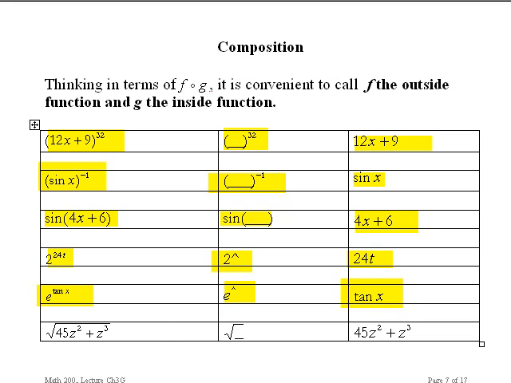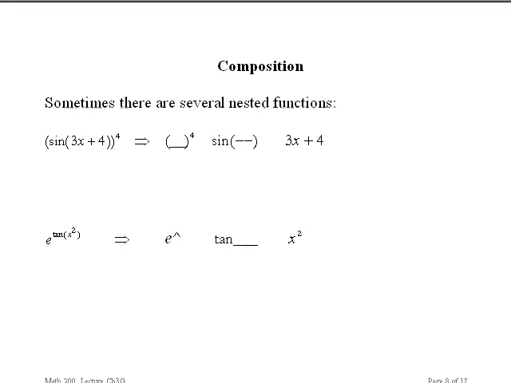Okay. One more example. I have the square root of 45z squared plus z cubed. The outside function is the square root. The inside function is 45z squared plus z cubed. Sometimes you have situations when it's more than 2 functions composed together. There might be 3. Here's an example.